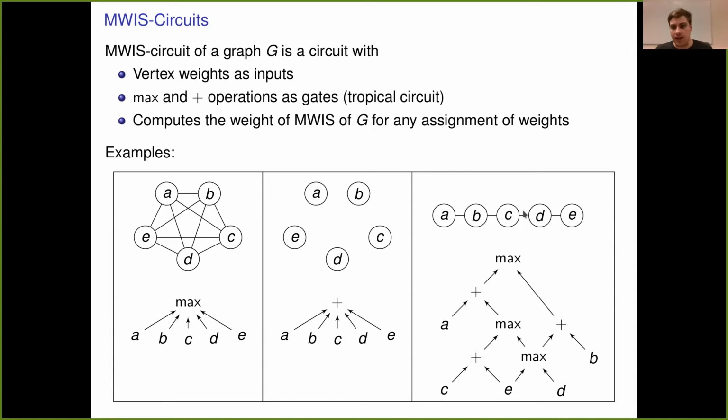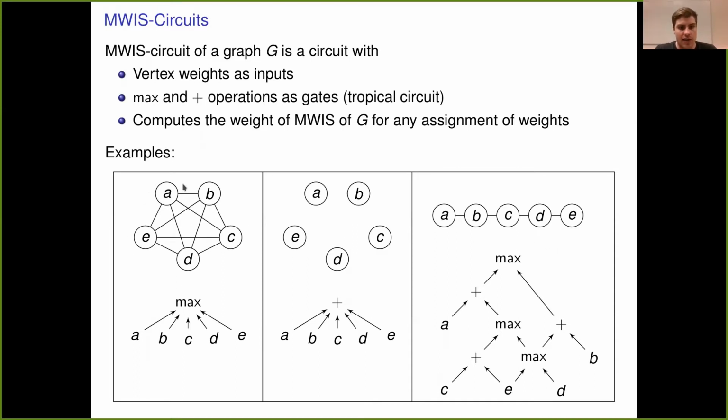And what we want is that for any assignment of vertex weights to the inputs, we want the circuit to output the weight of a maximum weight independent set of the graph G, for which the circuit is a maximum weight independent set MWIS circuit.